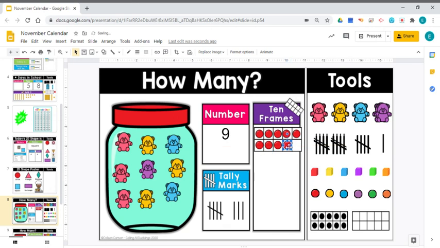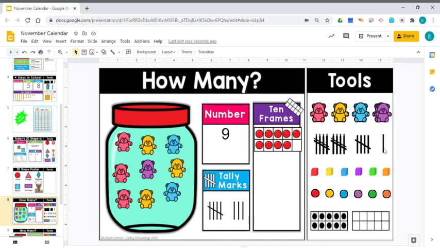There we go. That is a 10 frame that shows the number 9. Now when you have the number 9, how many empty spaces do you have in your 10 frame? How many empty? Just one, right? It's a 10 frame, and 9 is just one less than 10. So we have only one empty space left.